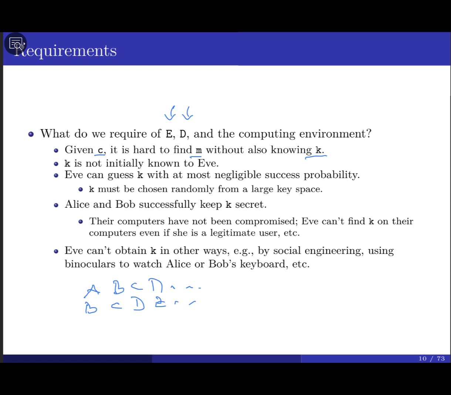This one is easy to decrypt, because anyone who takes a look at it, maybe tries one or two times, can say, oh, I figured out your key. So we need to make sure that given the ciphertext, it's hard to find M without knowing the exact key. That's one thing.